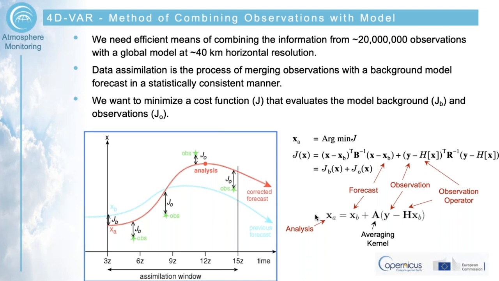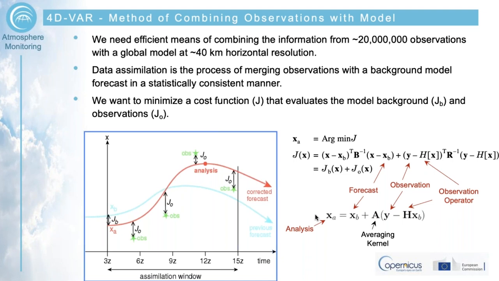So if we look at the equation on the bottom, our analysis, which is essentially our starting point for the forecast, is a combination of taking the previous forecast and then adding some change to it, which combines the difference between the observation Y and the background forecast, which is XB. And to be able to do this, they need to be in the same space. And we do this through an observation operator. And I'll talk about that in the next slide.